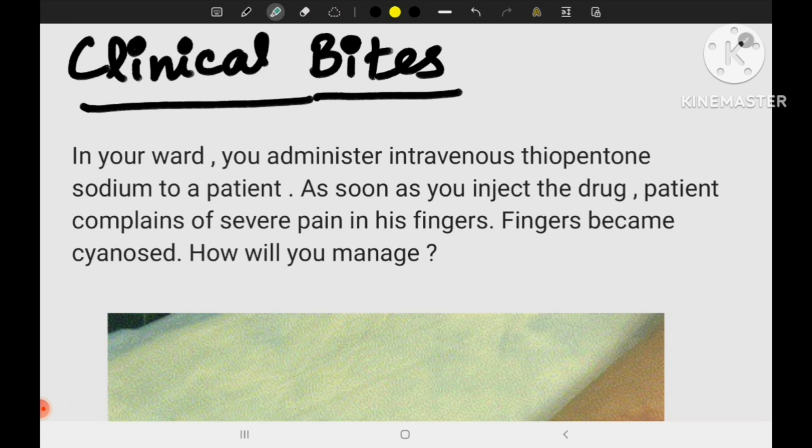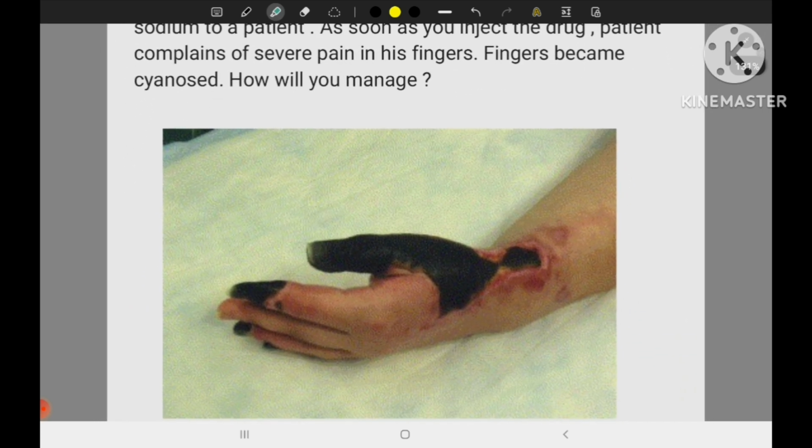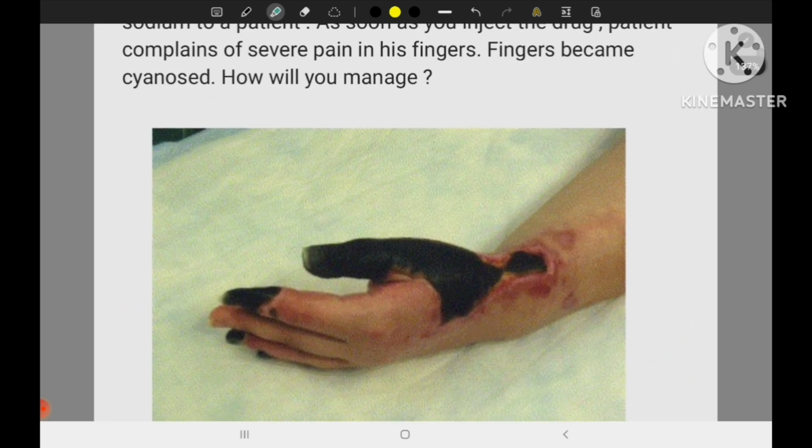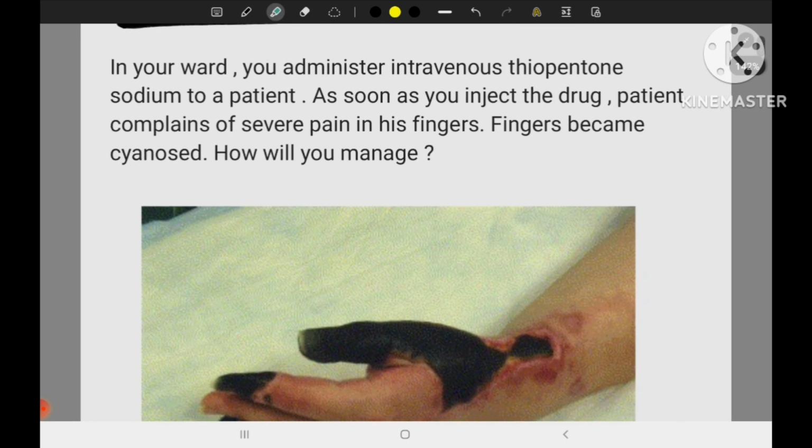In your ward, you administer intravenous thiopentone sodium to your patient. As soon as you inject the drug, the patient complains of severe pain in his fingers. Fingers become cyanosed. How will you manage? The diagram has been given, so you can see that the patient has undergone gangrene, right?